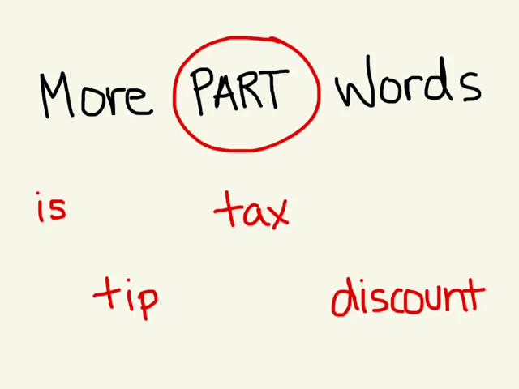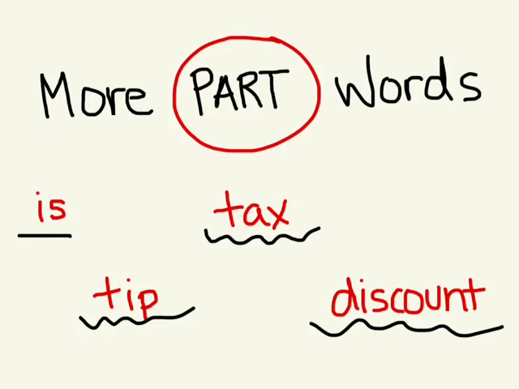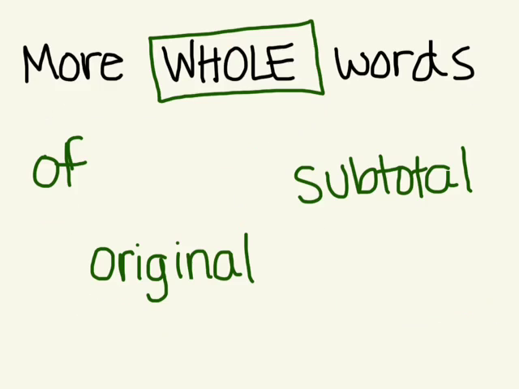So in 8th grade, we start to see more part words. So instead of just is, other part words can be tax. That would be money added on to something you pay for. Tip, like when you go to a restaurant and you pay for your meal and your waitress was really good, so you leave her a tip. Or discount, like when you go to the store and you have a coupon or there's a big sale. So those are some of our part words.